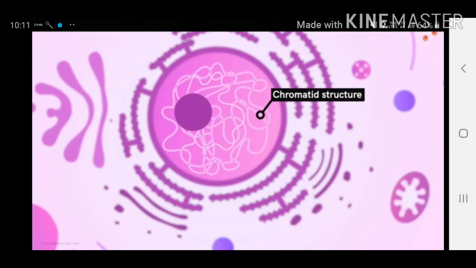When you study the cell structure under a microscope, inside the nucleus you can see very thin, condensed, thread-like structures, as you can see here in the diagram also. These thread-like structures are called chromatin fibers. And when the cell grows and prepares itself for cell division, these chromatin fibers condense and form the structure called a chromosome.